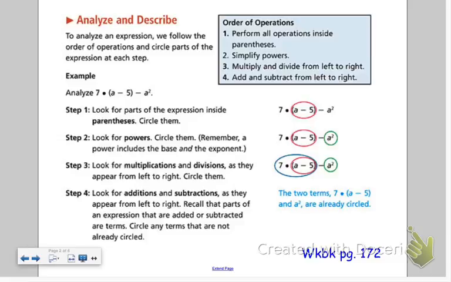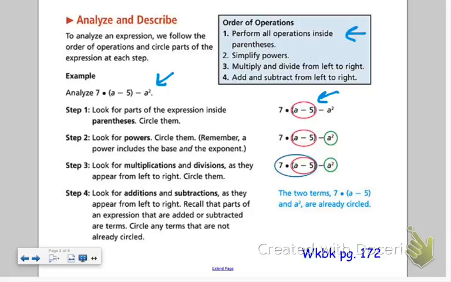Take a look at the example on page 172. Here we have the expression 7 times the difference of a and 5 minus a to the second power. Step 1. First, we're going to worry about parentheses. You know the order of operations says to perform all operations inside parentheses first. So in my expression, I'm going to circle the parentheses. And you can see that that's been done here. We've circled a minus 5.